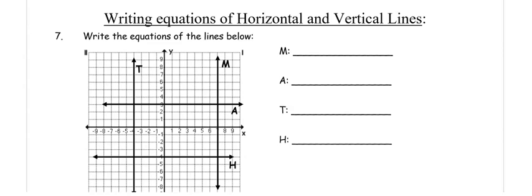Writing equations of horizontal and vertical lines. So remember that horizontal lines are lines that are going to cross through the y-axis, so they're going to be y equals a number. Vertical lines are lines that cross through the x-axis, so x equals a number. So M is crossing through the x-axis at 7, so we have x equals 7. A is crossing through the y-axis at 3, so we have y equals 3. T is crossing through the x-axis at negative 4, x equals negative 4. And H is crossing through the y-axis at negative 4, y equals negative 4.